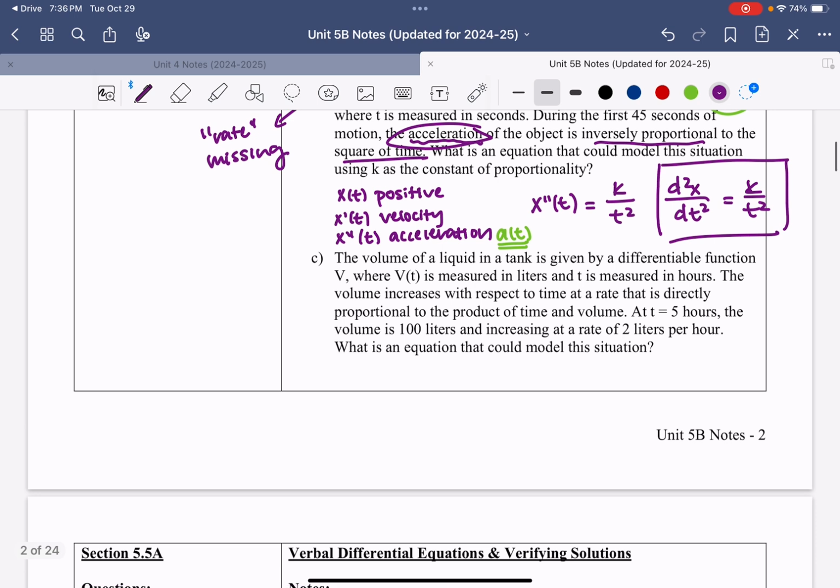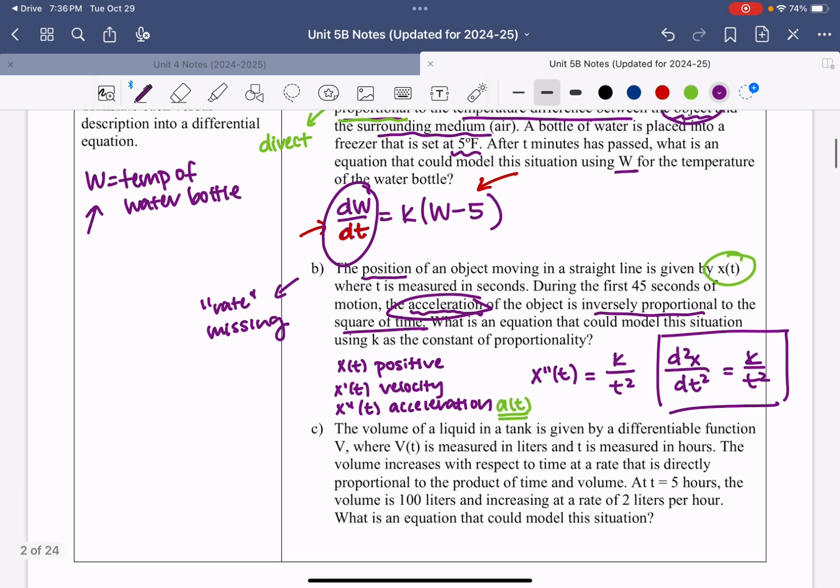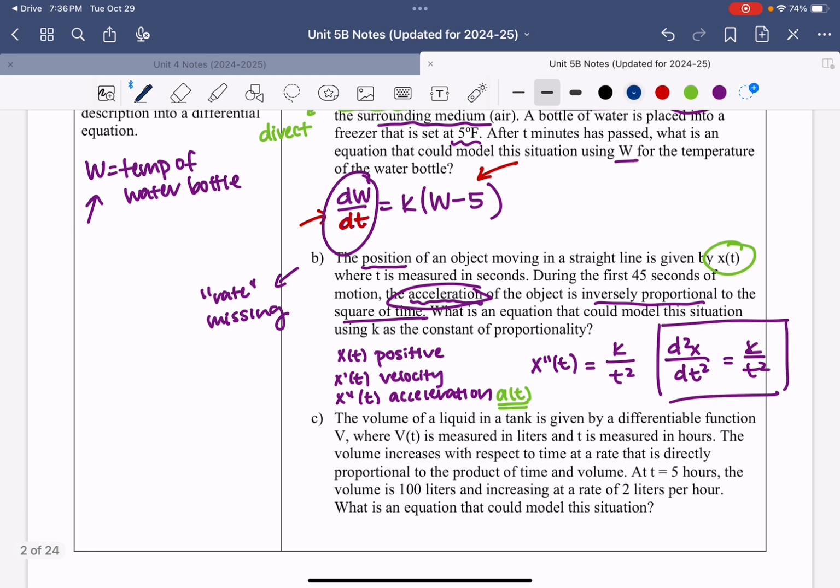Okay, the last one that we have, we're actually going to go through and solve for k. In both of the examples above, all we had to do was set up what the equation was, and we didn't actually have to find what that constant of proportionality is. We weren't able to do that because we weren't given enough information.